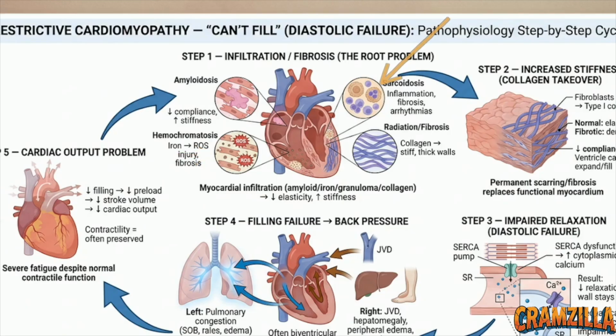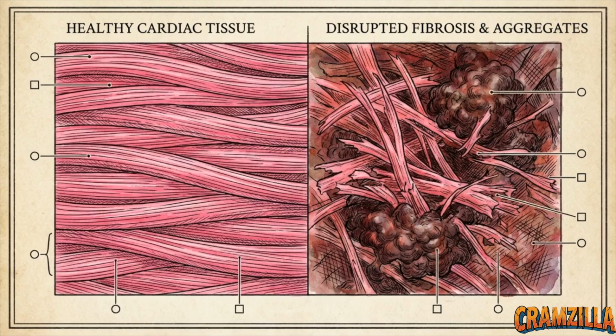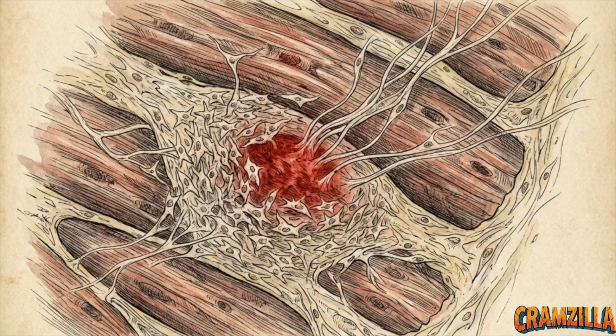Sarcoidosis introduces chronic inflammation. It forms granulomas, clumps of immune cells, that sit directly inside the myocardium. The final common pathway is radiation or general fibrosis, causing direct injury to the cardiac muscle. Whether the infiltration originates from misfolded proteins, iron overload, immune cell clumps, or radiation, the immediate result is severe cellular stress. The uniform, highly elastic structure of a healthy heart muscle is replaced by a damaged, crowded environment. This structural disruption triggers an aggressive healing response. The myocardial tissue attempts to repair these infiltration injuries.